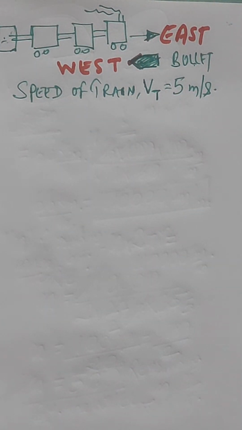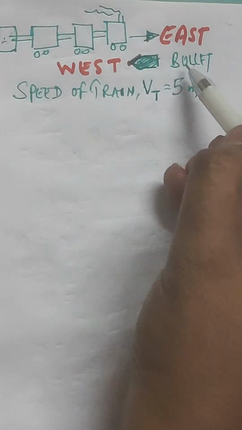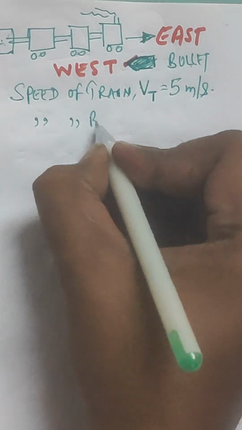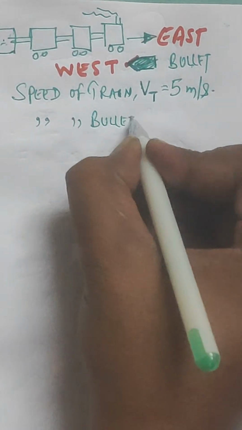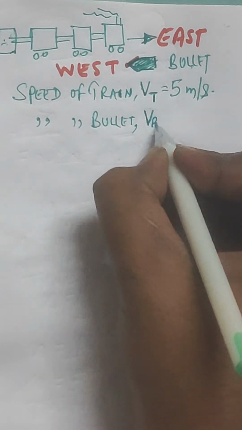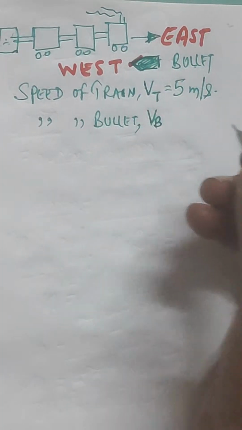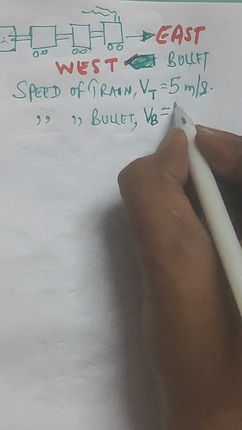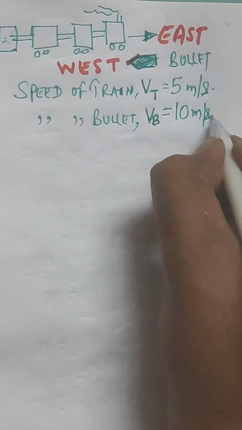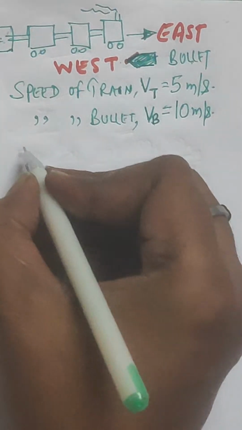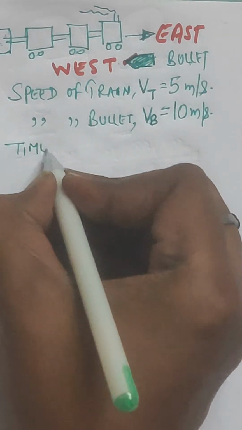Now a bullet fired westward with a velocity of 10 meter per second. So let us say the speed of bullet, the bullet is fired from a gun, is Vb. I am denoting B for bullet and T for train. And Vb is given to you as 10 meter per second. This is the data given to you. Now it crosses the train in 8 seconds. That means time to cross the train.